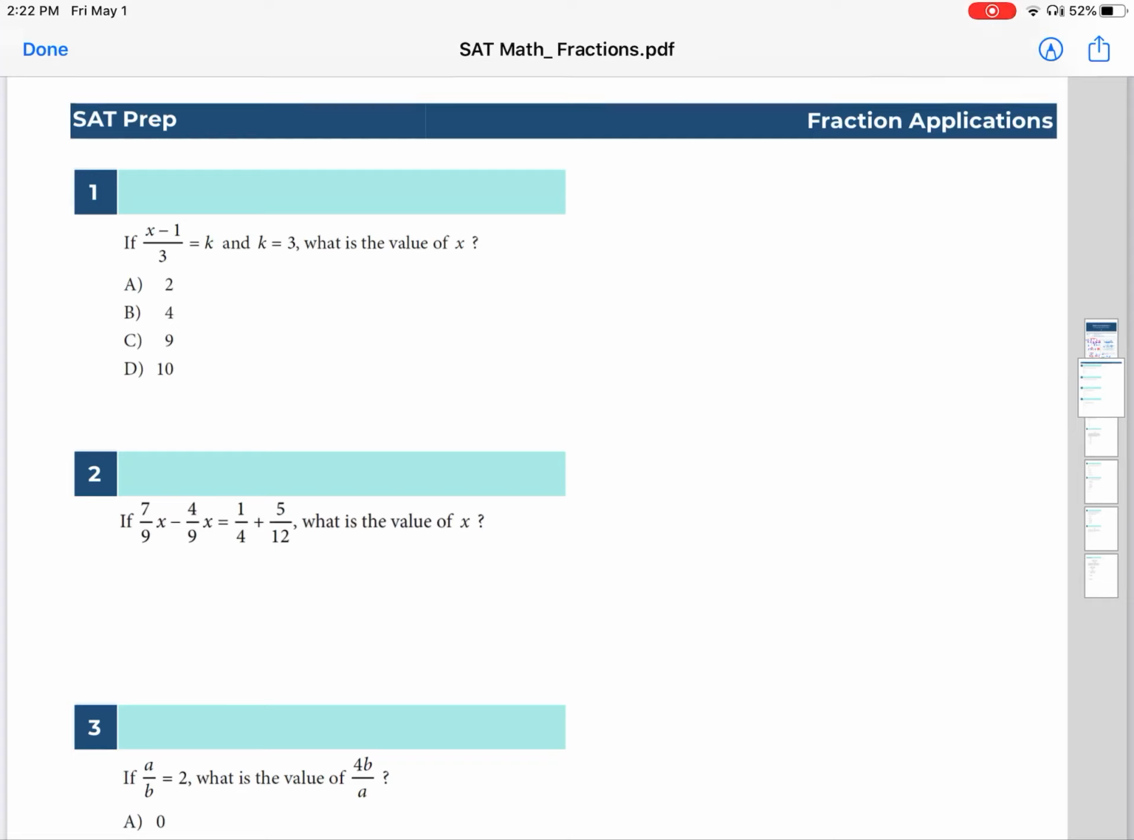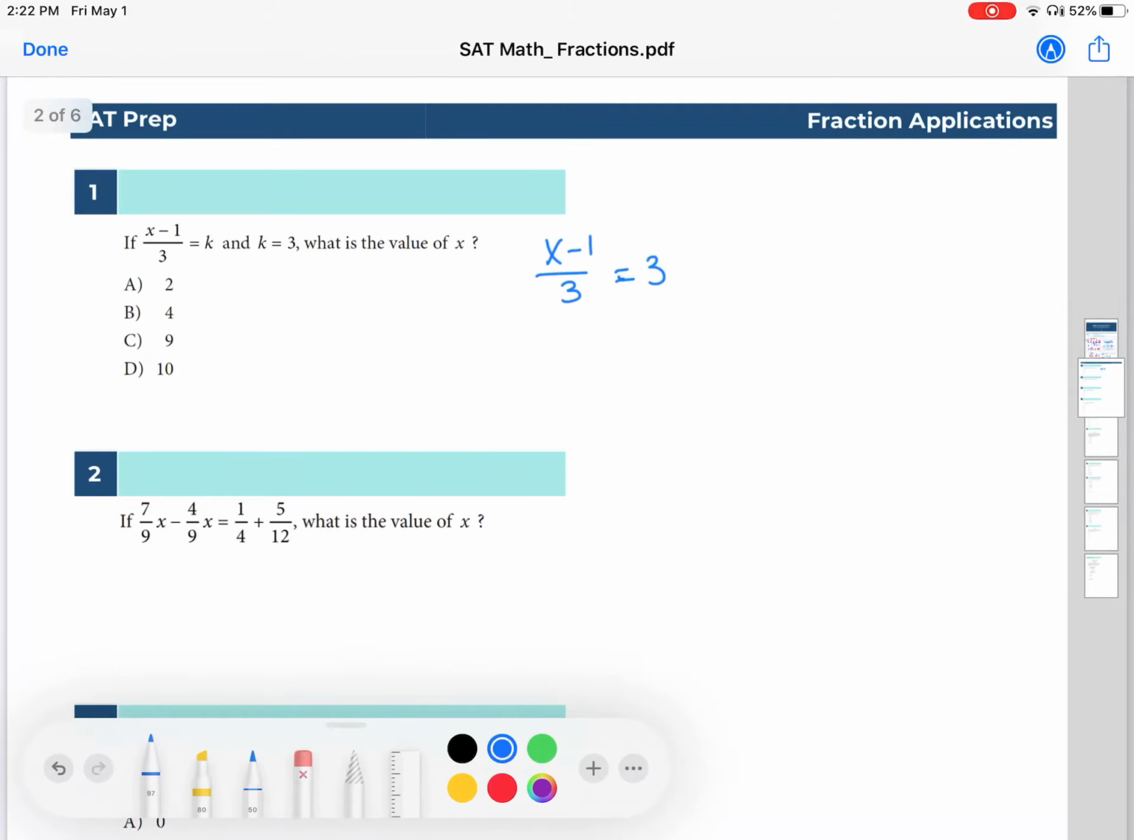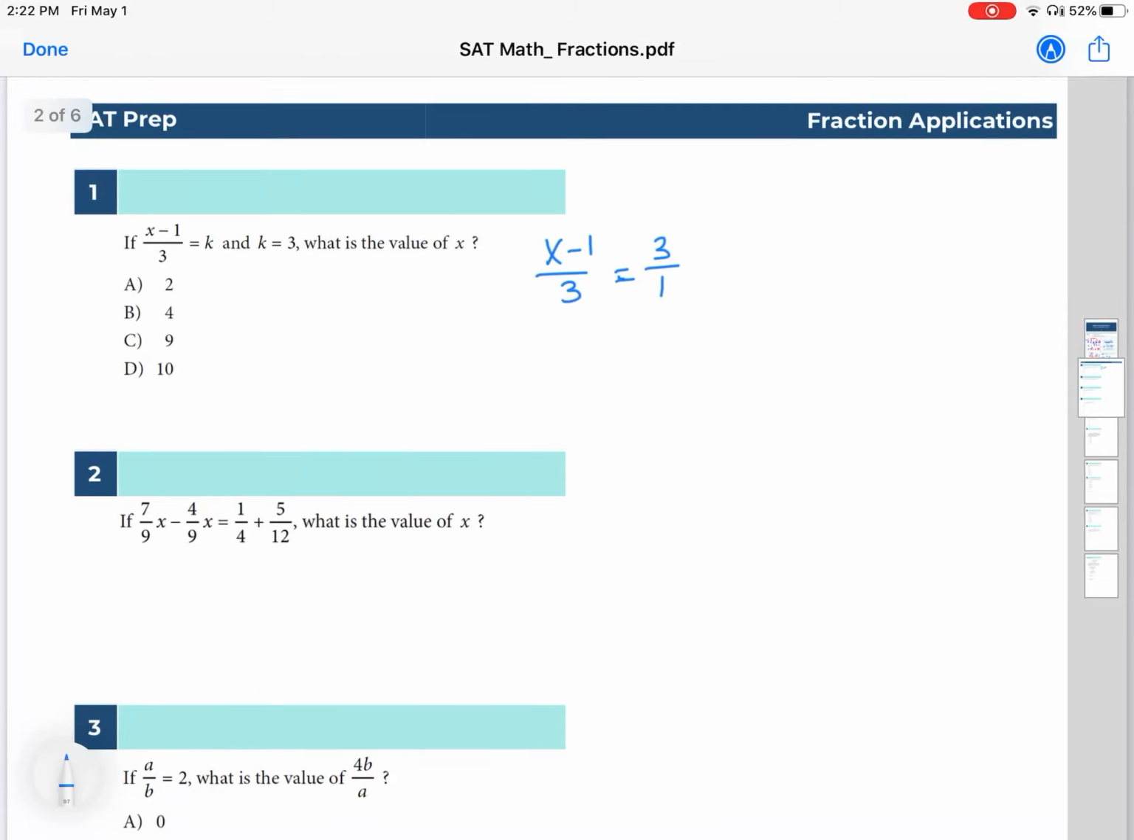We have (x minus 1) over 3 equals k, where k equals 3. So fortunately, they already gave me one of my values. I'm just going to go ahead and plug that in. And so instead of saying this equal to k, I'm going to set it equal to 3. And more accurately, I'm going to set that equal to 3 over 1. So here I have two fractions that are equal to each other, which means I'm going to cross multiply.